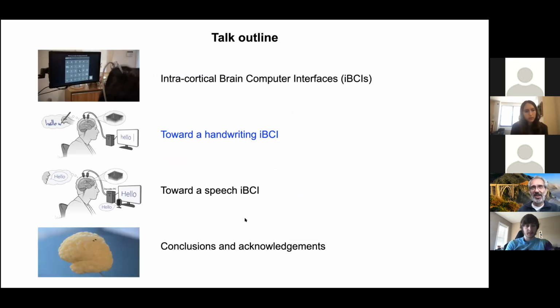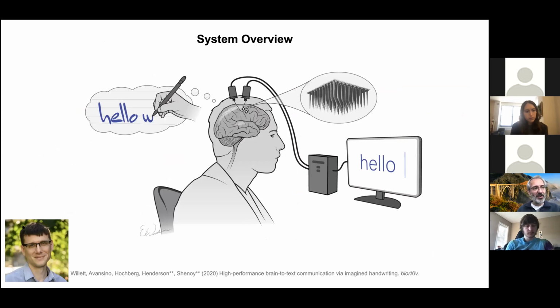Okay, so what about handwriting? So this is the work of Frank Willett, shown down here, brilliant postdoc. And what he did was the following. Have our participant imagine a legal notepad just to set a size scale, and imagine holding a pencil, and imagine writing out in not cursive, but close to cursive, just sort of print and just the natural writing that he would do. No special training, okay?